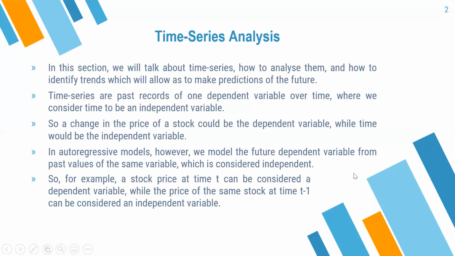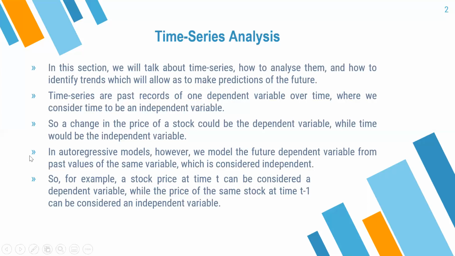So first, autoregressive models. Basically what the word autoregressive means is that we model the future development of a variable from the past values of the same variable. That's why it is autoregressive, because you use the same variable, just past data. So you basically use a regression between the same variable to predict the future.